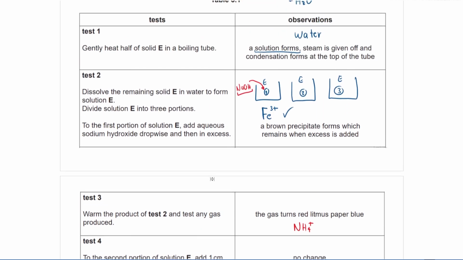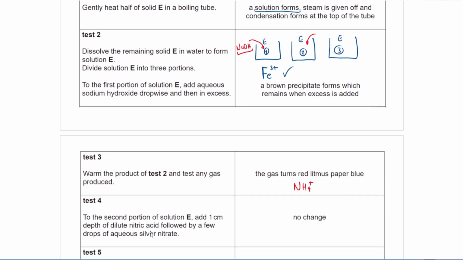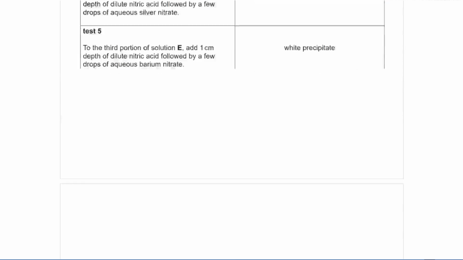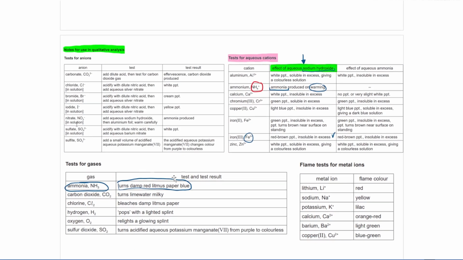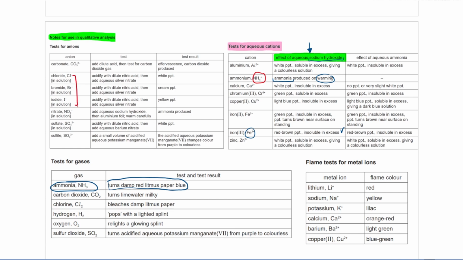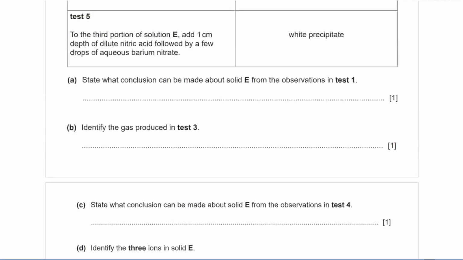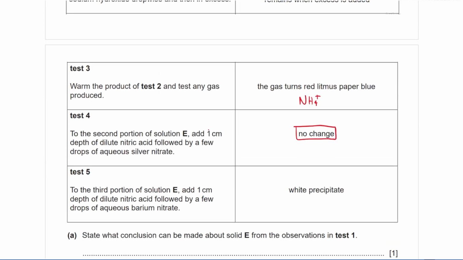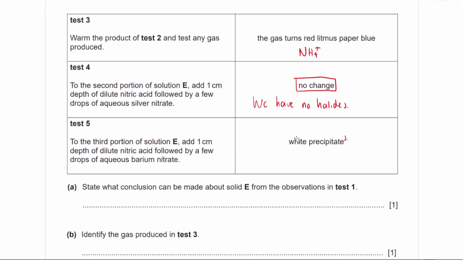Test 4, to the second portion of solution E, we add nitric acid and a few drops of aqueous silver nitrate. Always remember, when you have silver nitrate, that is a test for halides. Always nitric acid, then silver nitrate. The only difference between the halides is the result: for chloride ions, you have a white precipitate, for bromide, a cream precipitate, and for iodide, a yellow precipitate. But look, it says no change. So what can we conclude from test 4? We have no halides.